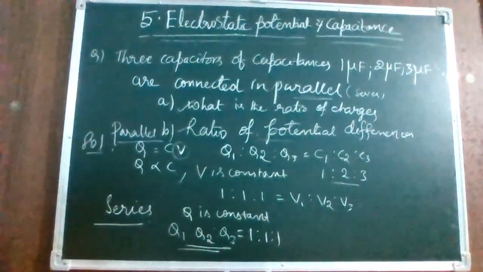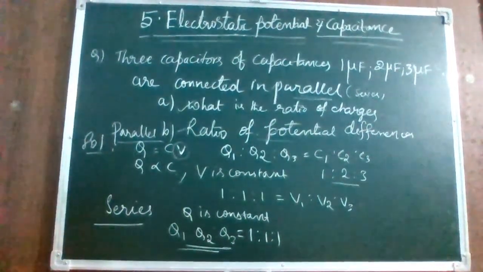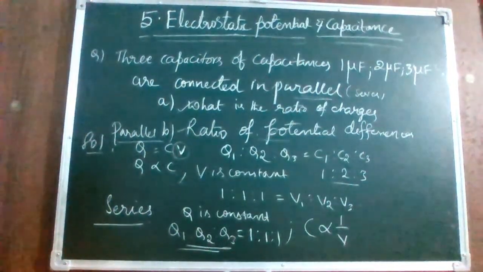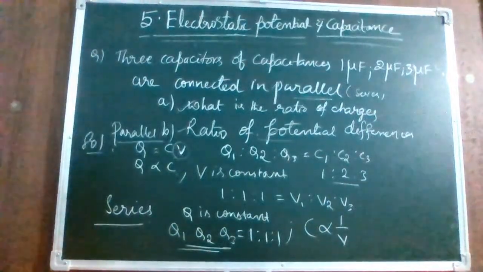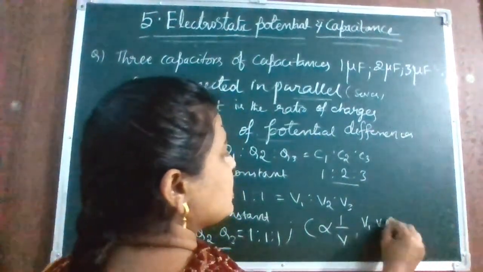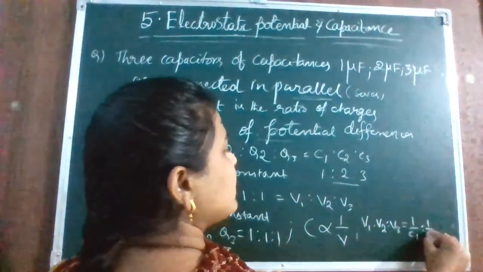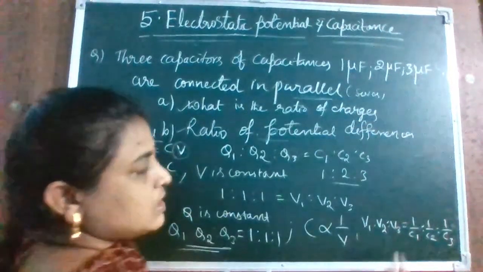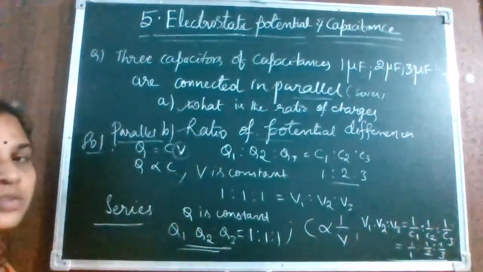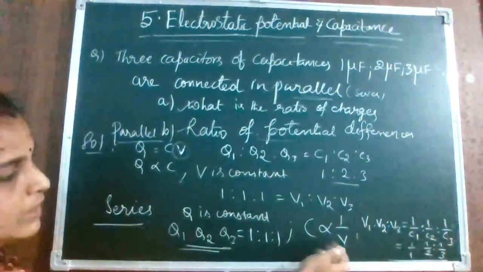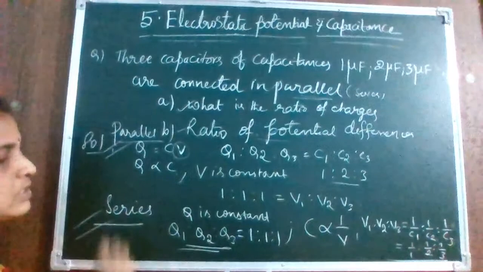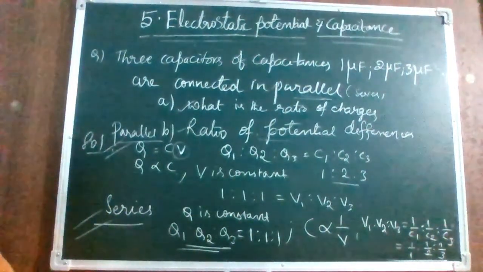And if Q is constant, then what about the potentials? We will have the capacitance inversely proportional to V. That means the potential difference is inversely proportional to the capacitance. Then the ratio of potential differences, V1 is to V2 is to V3, equals 1 by C1 is to 1 by C2 is to 1 by C3. The capacitances are already given, so 1 by 1 is to 1 by 2 is to 1 by 3. So these are the ratios for the potential difference if they are connected in series. You can solve the problem for the series combination if this model is given.